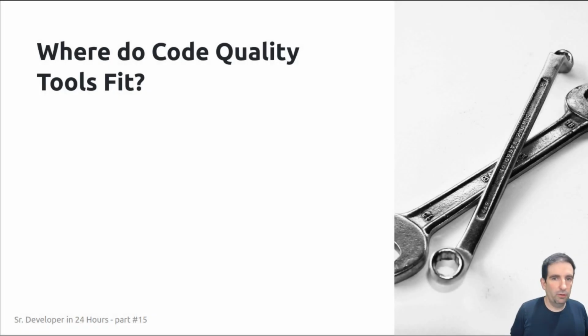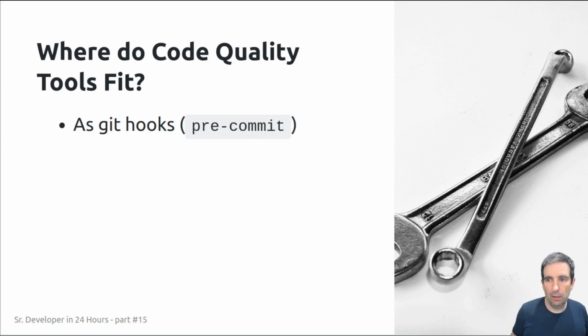All right, so now that I have all of this tooling, all of this functionality, how do I fit this within my development workflow? And there are many places where you can fit them. For example, you can fit them as a Git hook, in particular the pre-commit hook. So for example, you can run some of the analysis, such as ESLint.